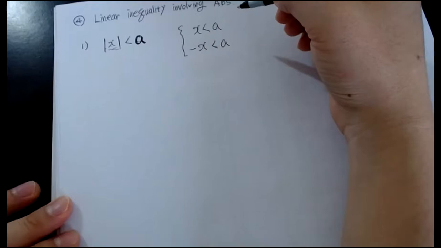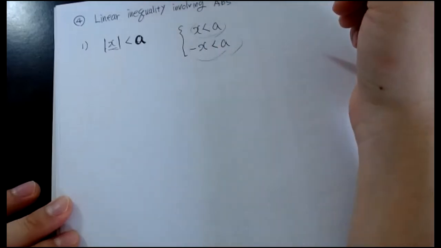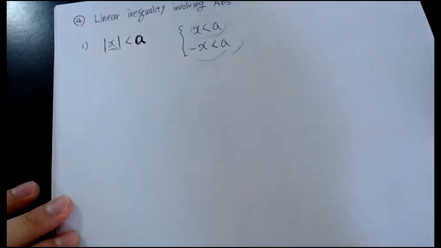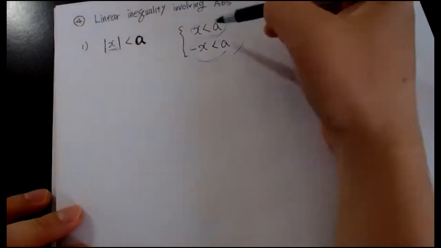But here's the problem. We got two linear inequalities, right? So this is a compound inequality. For a compound inequality, we have to figure out what the connector is. I mean, the two linear inequalities are connected with either "and" or "or".